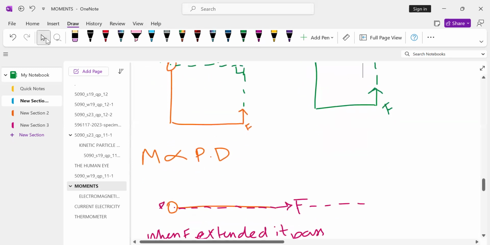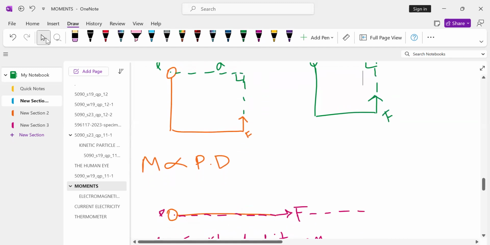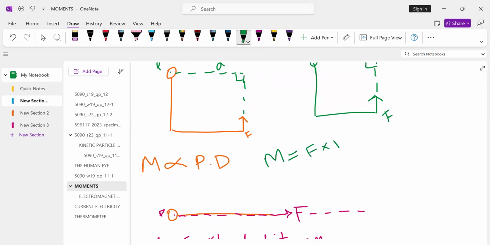So we can say that moment is directly proportional to the distance. The formula is moment equals force into distance. Moment is directly proportional to the distance, and moment is directly proportional to the force. And moment is directly proportional to perpendicular distance PD, or you can say simply distance.